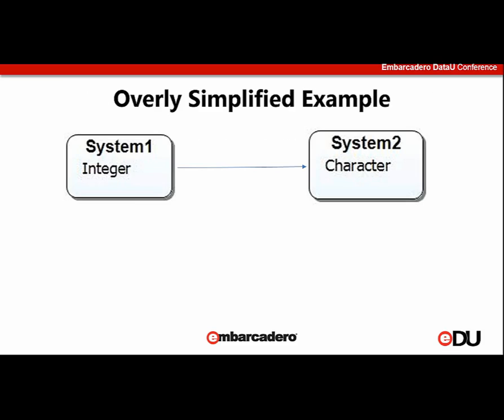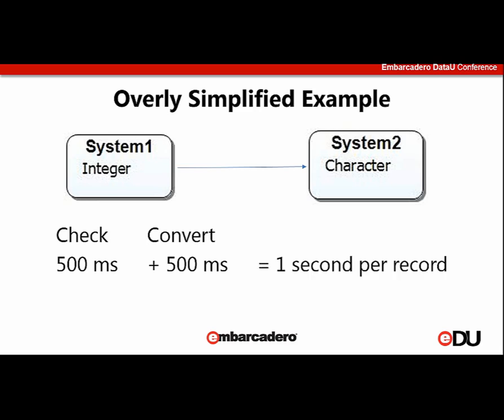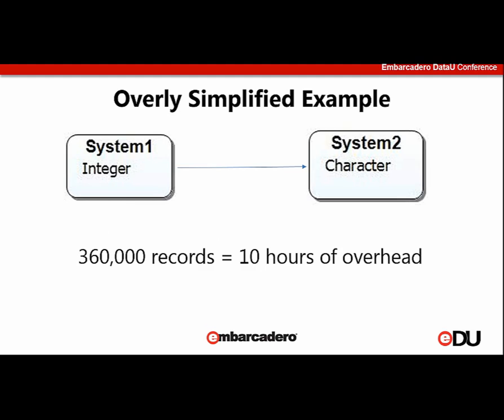So here's a very overly simplified example. We have two systems. System 1, we have an integer value. System 2, we have a character value. As you can see here, if the two systems aren't consistent, there needs to be some checks and conversions done here. Let's assume that it takes 500 milliseconds to check the data, and then another 500 milliseconds to convert the data from one to the other. This means that it will take an additional 1 second overhead time for each record to be transferred. To make this simple, we'll say we have 360,000 records. This will add an additional 10 hours of overhead time.